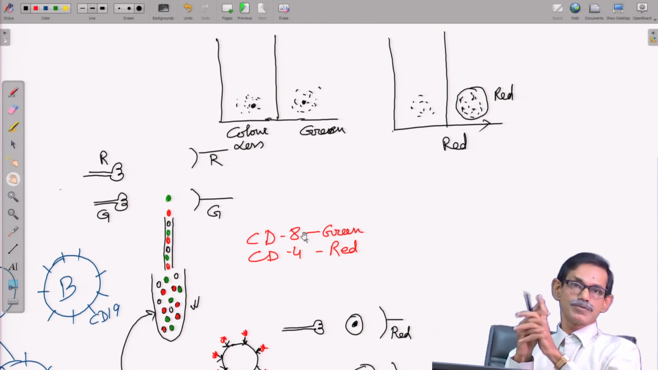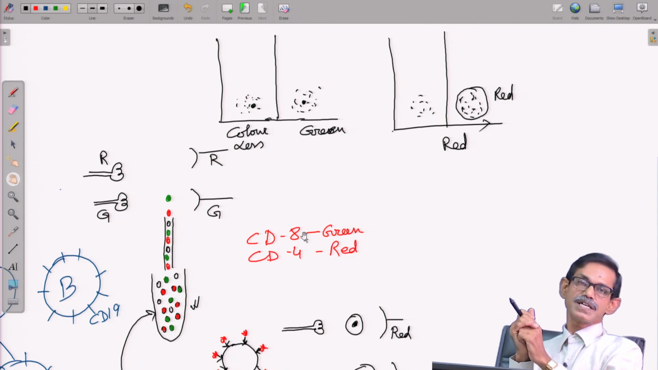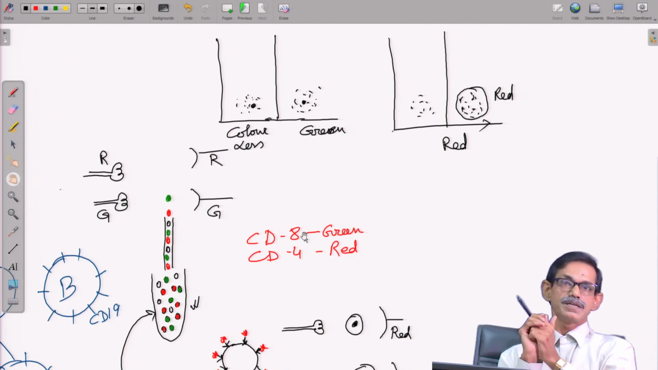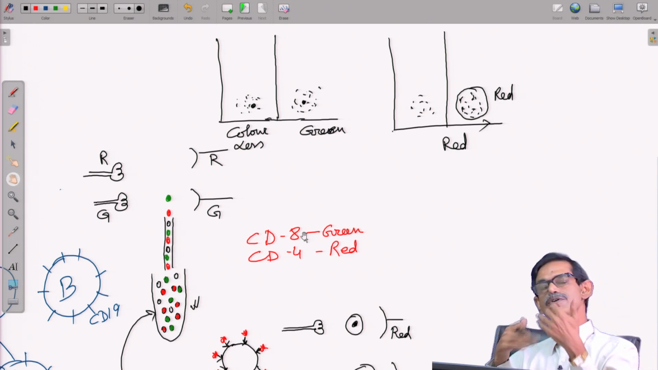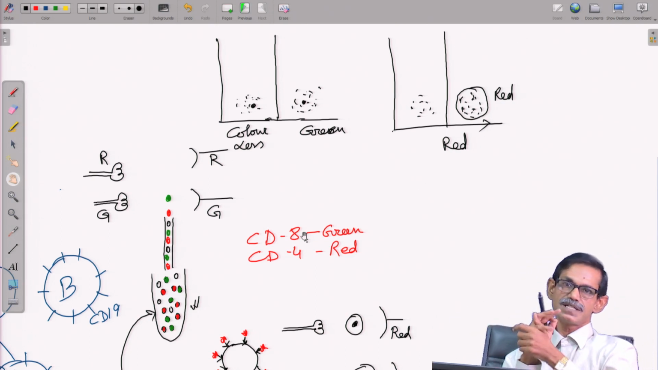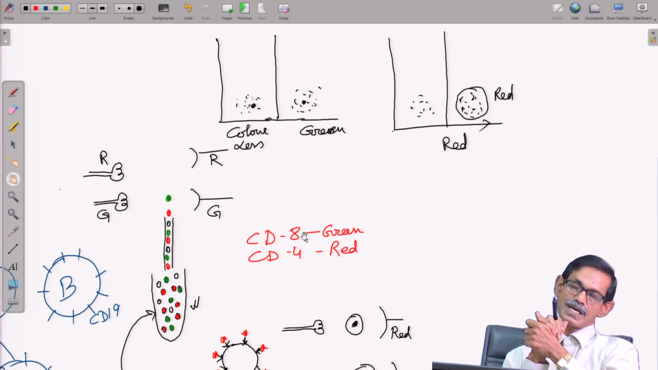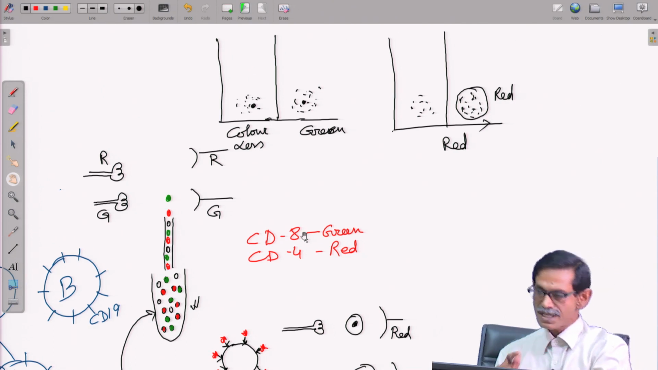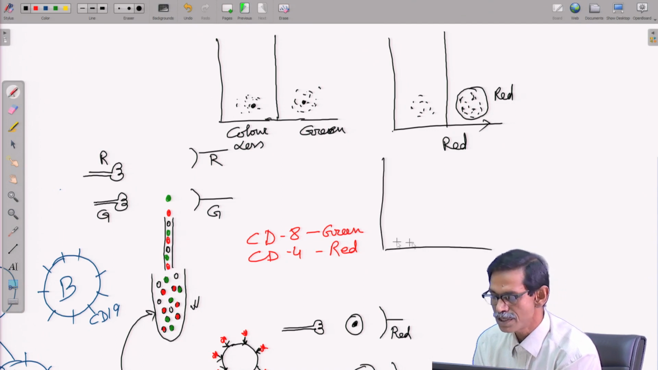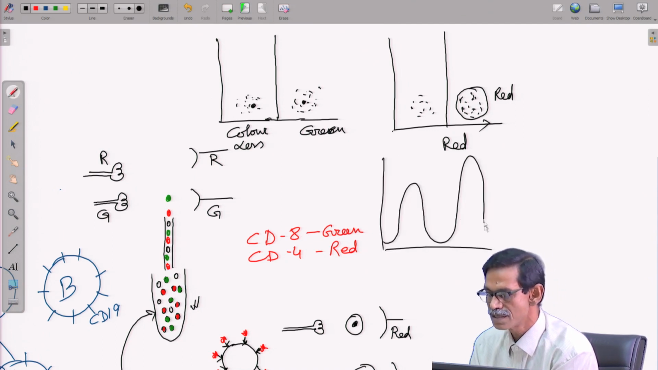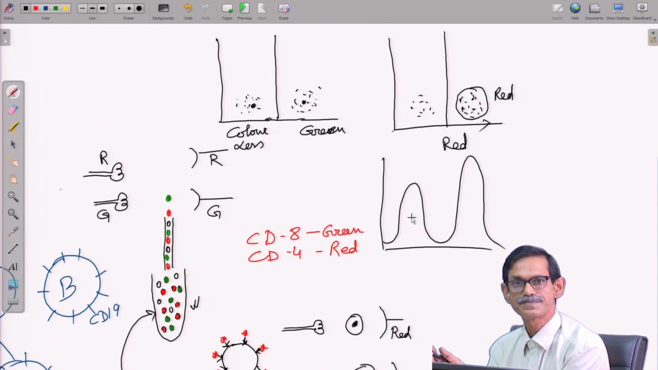what is the percentage, because the total cell count I know. I can tell you what is the percentage of CD4, what is the percentage of CD8. Okay? That way you can count any kind of blood cells if you know the marker. So, that is actually the fact. Our flow cytometry can measure this way, like this. So, red is this, total is this, or vice versa.